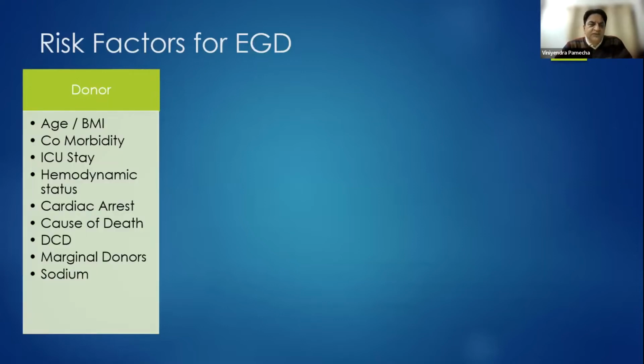Early graft dysfunction, if you see, it's a spectrum of things which can cause this. This may be donor related, that is age, BMI, comorbidity, prolonged ICU stay, hemodynamic instability, or if the patient.